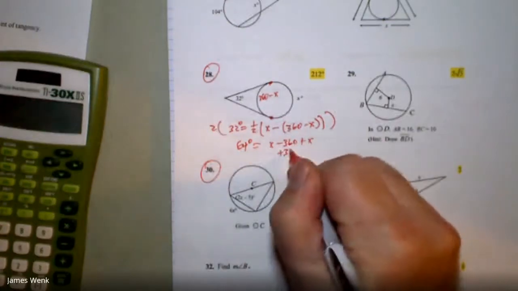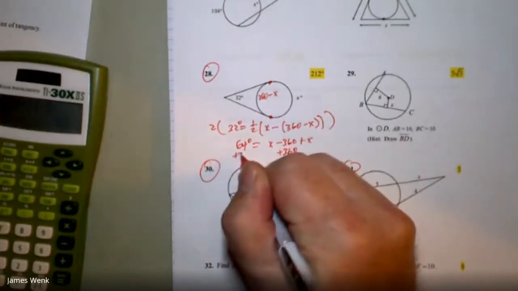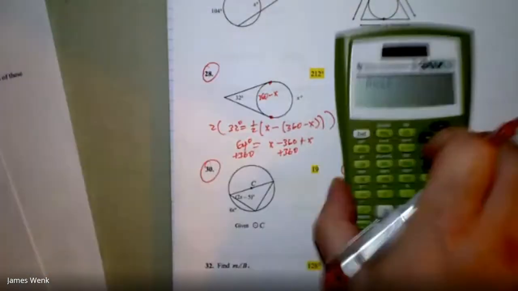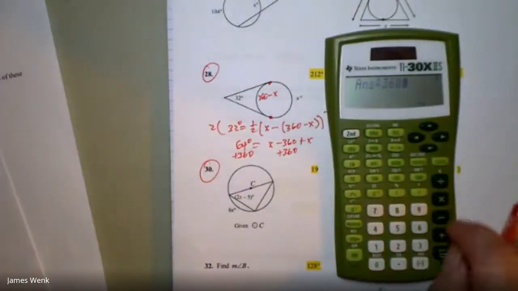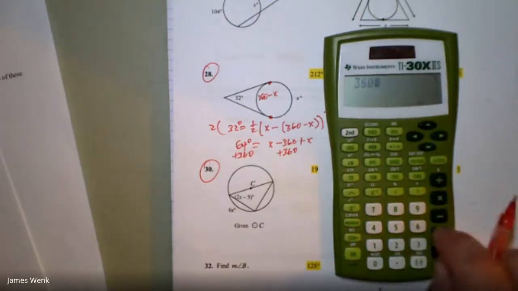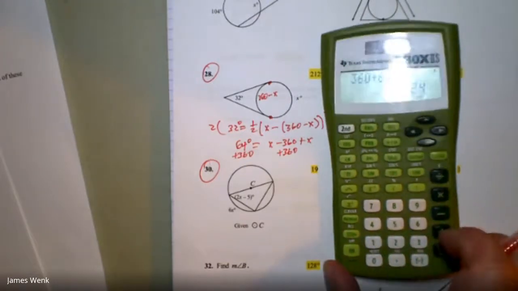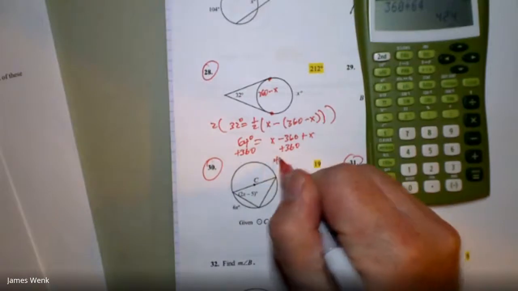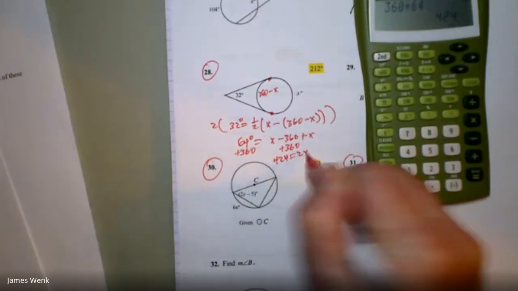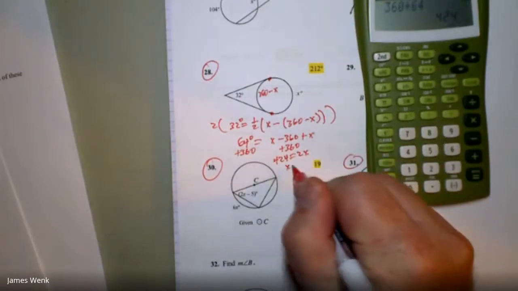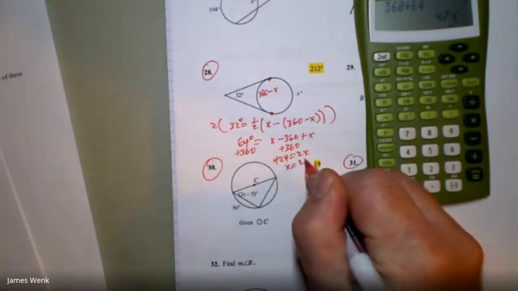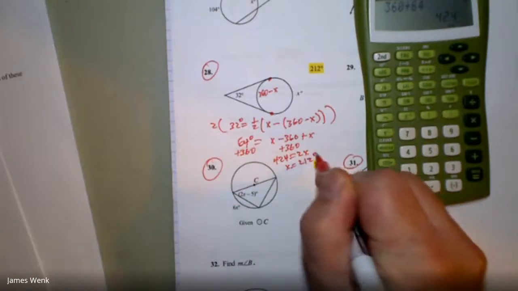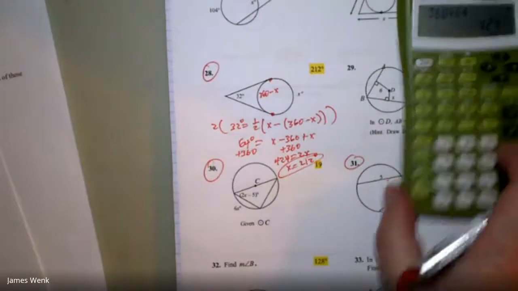Then I'll add 360 to both sides. What's 360 plus 64? 424 equals 2x. So then x would be 1/2 of 424. That'll be 212 degrees, I think. Yep, 212. That's what it says.